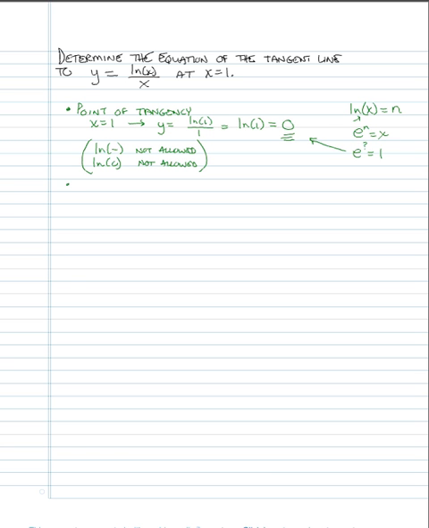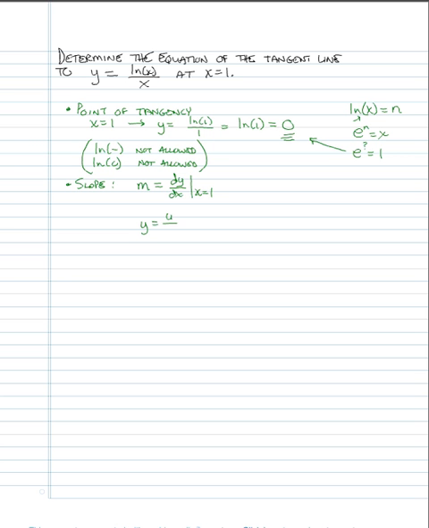Okay. Now, the slope is the next thing we need, right? The slope of the tangent line. And of course, the way we calculate slope is that we find the derivative, and then we evaluate it at the x value that we're interested in, in this case, 1. Okay, but to find the derivative, our function is a quotient. See, it's natural log of x over x. So when we're looking for a derivative like this, we have to use the quotient rule.